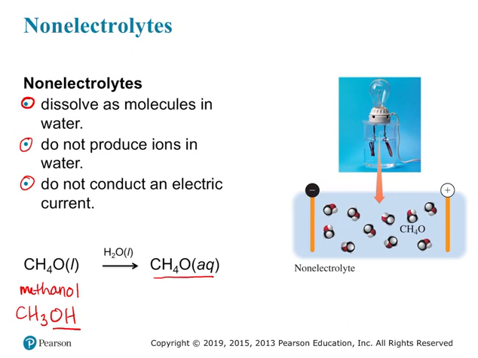And off to the right, you can see this in our figure too. These molecules are all intact. They haven't dissociated into any ions. So that means they're not going to really be attracted to one electrode or the other. And so we're not going to see any current generated, and our light bulb will remain unlit.